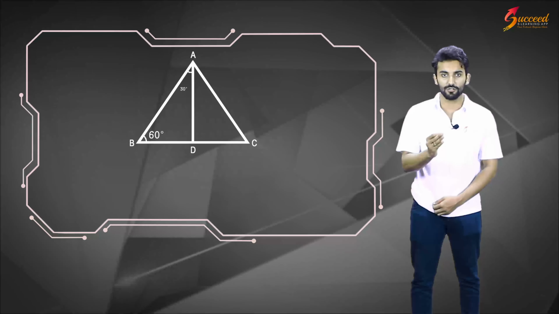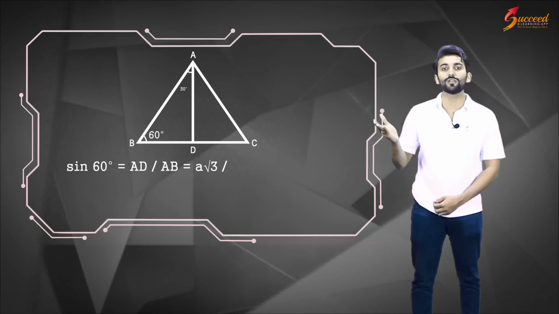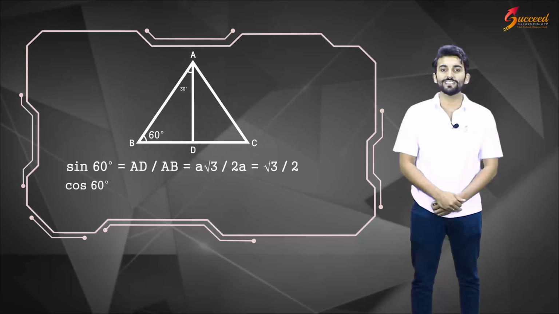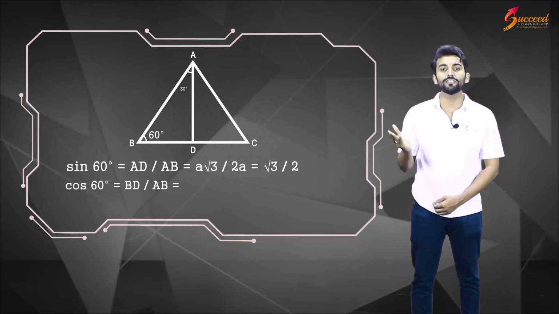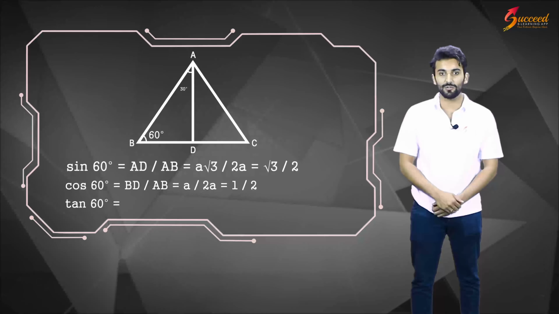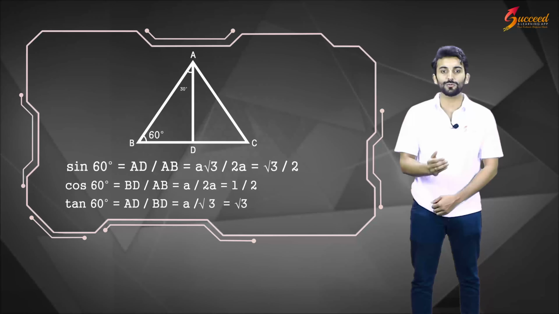So, for angle B is equal to 60 degree, sin 60 degree is equal to AD by AB, which is equal to A root 3 by 2A, which is equal to root 3 by 2. Cos 60 degree is equal to BD by AB, which is equal to A by 2A, which is equal to 1 by 2. Tan 60 degree is equal to AD by BD, which is equal to A root 3 by A, which is equal to root 3.